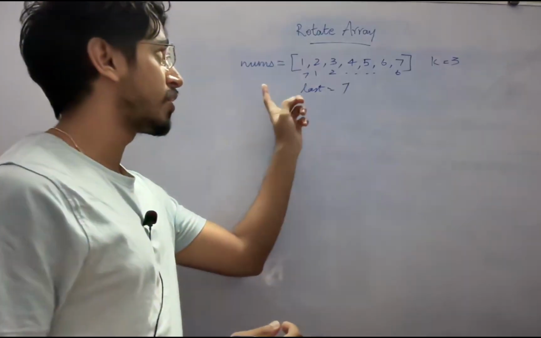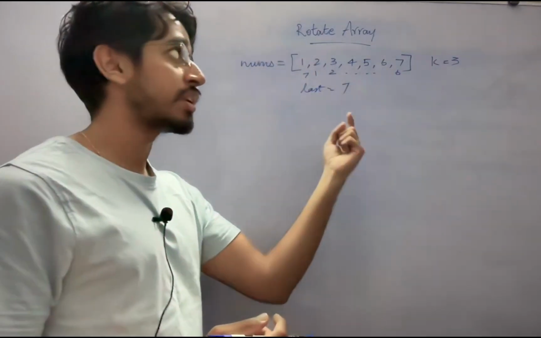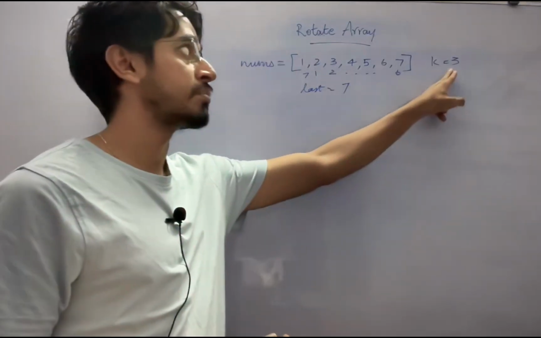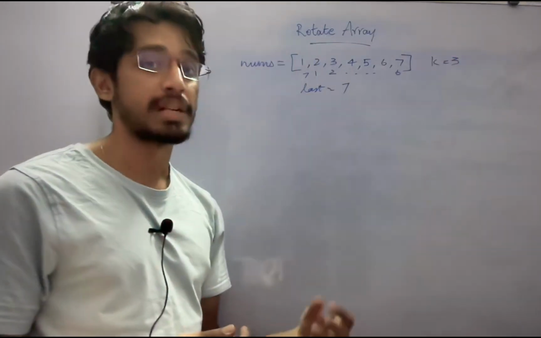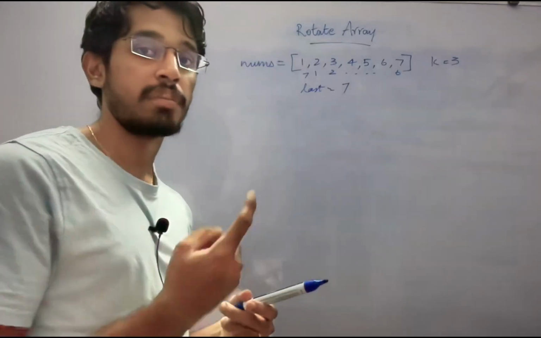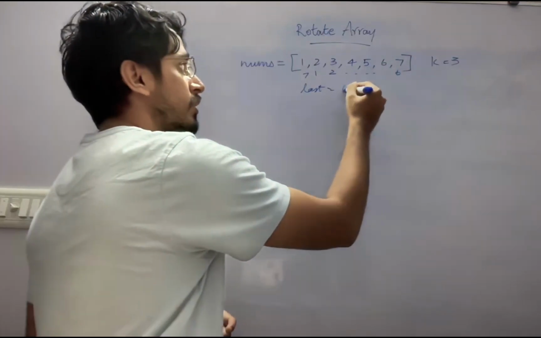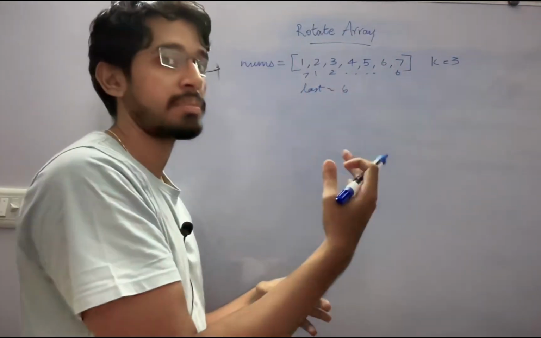So we are already running a nested loop to shift one position. Again we need to run another loop until we reach k, that is 3. So we need to do the same process 3 times. Now we update this last variable to 6 because 6 is the last element, and then again we do the same shifting process.